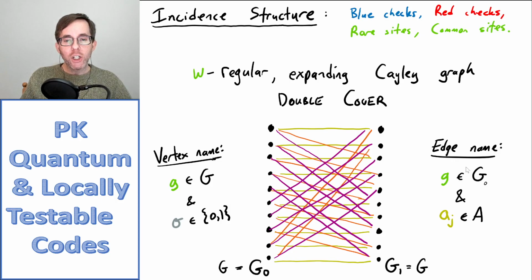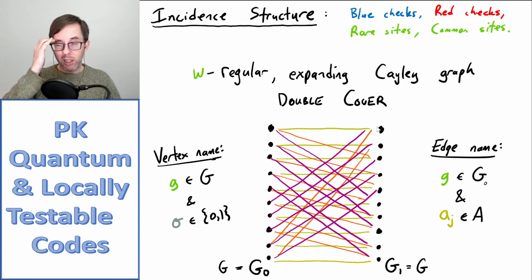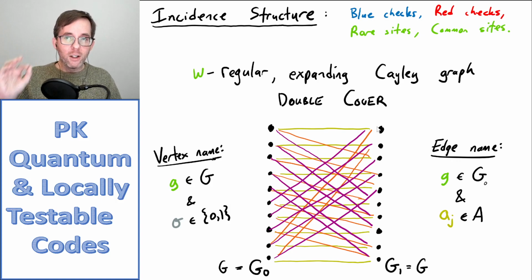How do you name an edge in this double cover graph? Well, we'll name it by a group element g, which we'll think of arbitrarily as being on the left side, on G0, together with a generator name, little a sub j from the set A. And that connects you from little g on the left-hand side to, oh boy, either a_j times g or maybe g times a_j. I think that's another tricky thing in this paper. You have to get it correct whether you're multiplying on the right or multiplying on the left. There's like a 40% chance I'll get it wrong every time I need to get it one way or the other.